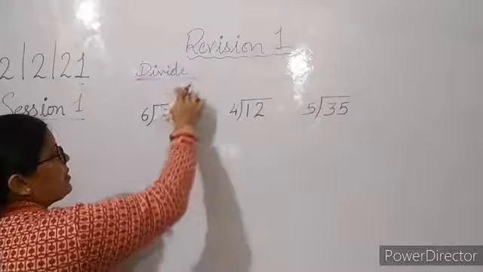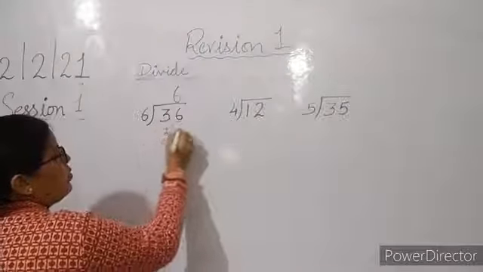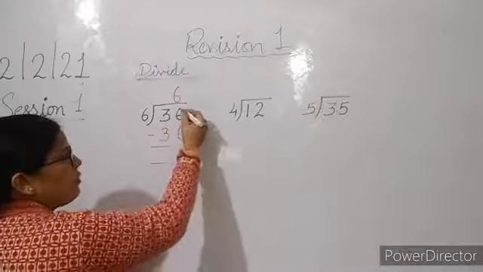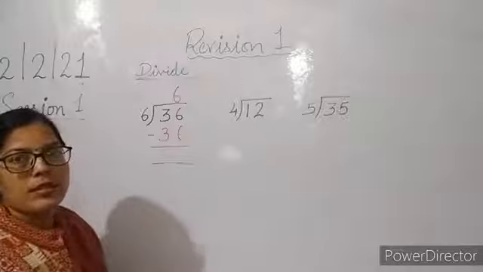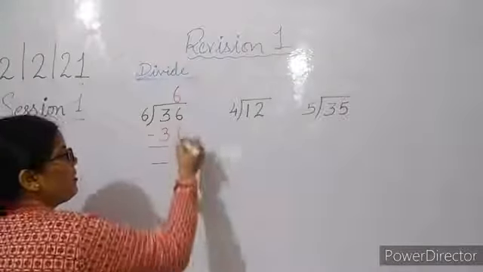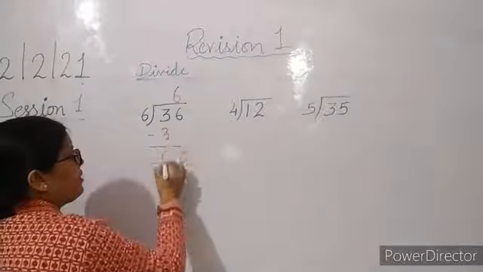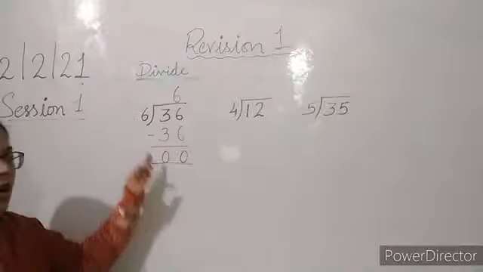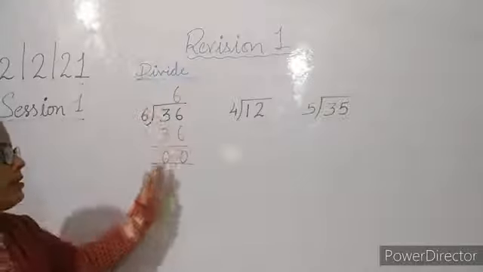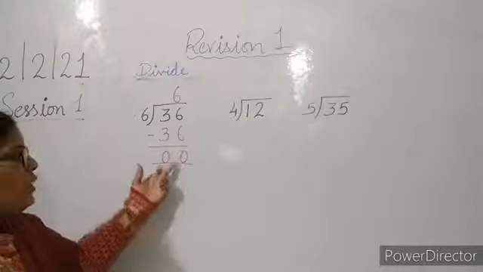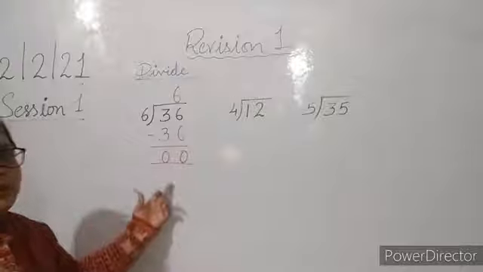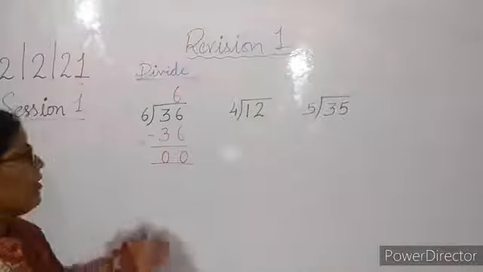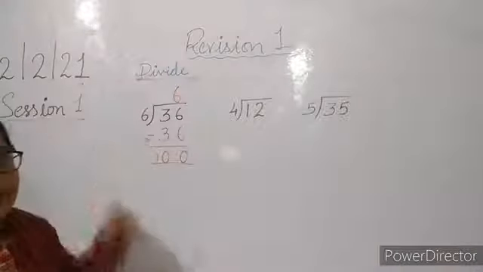Then 6 sixes are 36. So we subtract this number from the dividend. From the dividend we subtract this 36. So 6 minus 6 is 0 and 3 minus 3 is 0. After subtracting 36 from 36, what is the difference? 0. When you get 0 after subtracting, that means the numbers are exactly divisible. That means here 36 is exactly divisible by 6.